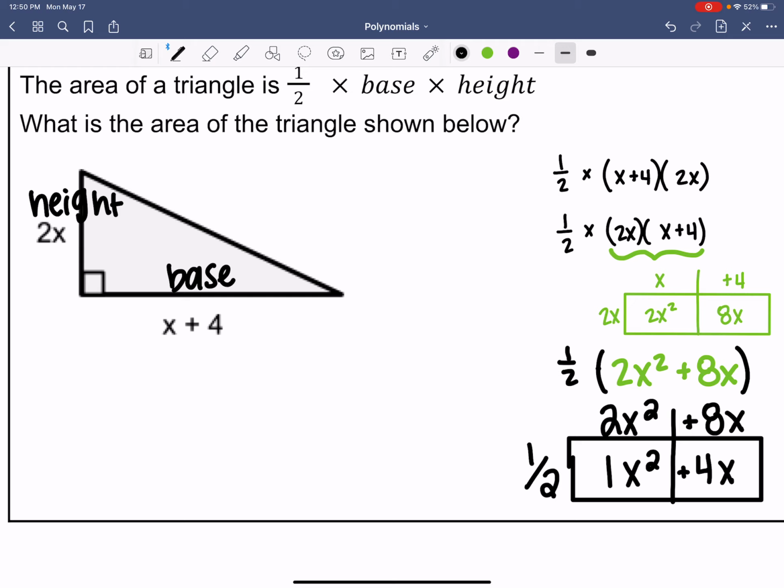All right, so our full simplified answer is going to be 1x squared, which you don't have to write the 1 in front, so just x squared is fine, plus 4x, and that is it for that one.